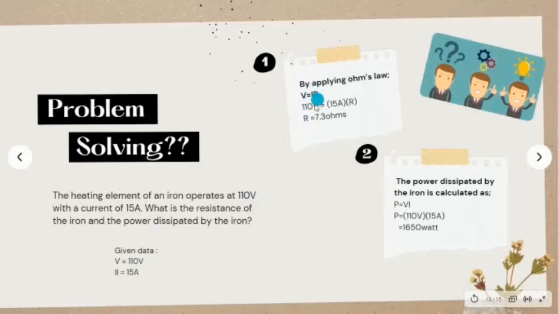Okay, first thing first, we need to calculate the resistance by applying Ohm's law. V equals IR. We insert the data in this equation and we can get R equals 7.3 ohms. For the next question, the power dissipated by the iron is calculated using the equation P equals VI. We need to insert the data and we can get the power is 1650 watts. That's all.